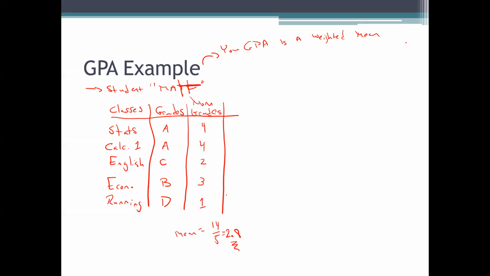Okay, but do you think that's exactly how they do your GPA in college here? Like, let me ask you this. What's the least important class on this list here? Yeah, running, okay? Although the physical education teachers would probably disagree, okay? Don't tell them. But it's probably the least important in your academic career as compared to maybe stats or English or economics, okay? So we want to weight that somehow. So does anybody know how your GPA is weighted, what they weight it by?